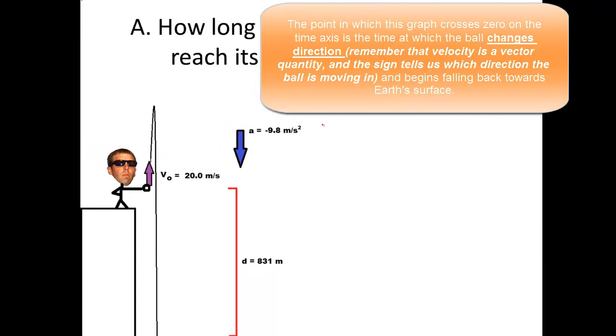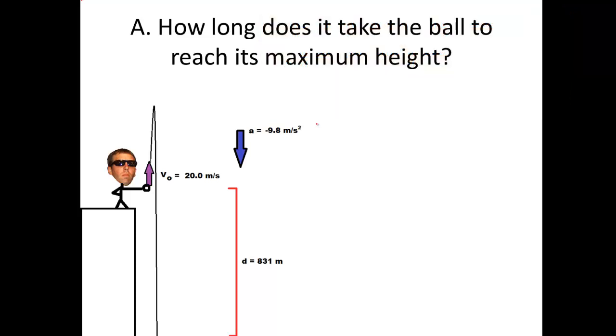Let's answer question A. If we want to know the time it takes for the ball to reach its maximum height, we should first make a very important inference that my velocity versus time graph may have helped you realize. Just before the ball reaches its maximum height, it will have a very small positive velocity. Just after the ball has reached its maximal height, it will have a very small negative velocity. At the maximum height, the ball's velocity is exactly 0. That is a key to solving this problem.